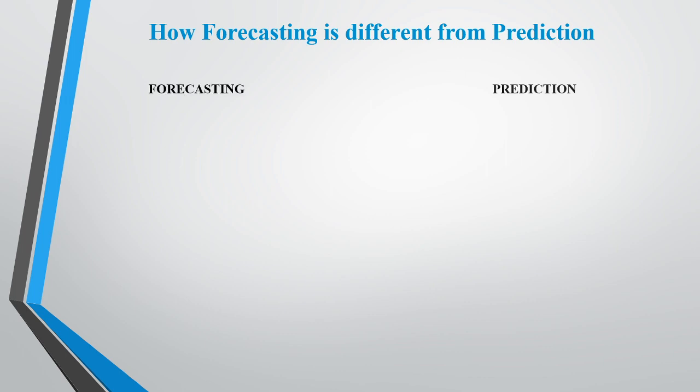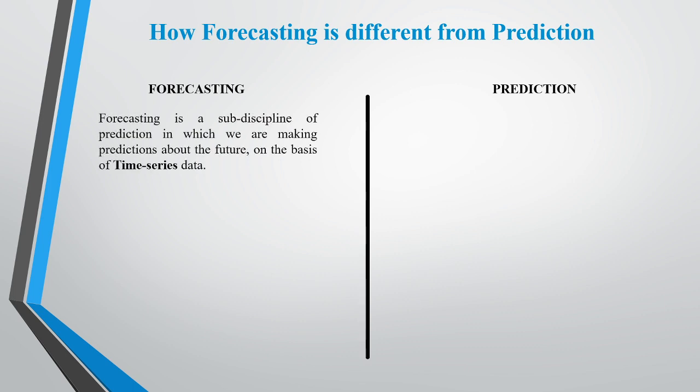First of all, forecasting and prediction have some differences. Forecasting is a sub-discipline of prediction. Prediction is telling you the future and forecasting is also telling you the future, but forecasting is a subset of prediction, in which we are making predictions about the future on the basis of time series data. That is very important. Listen carefully.